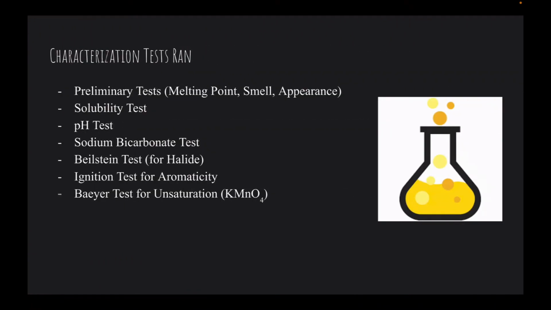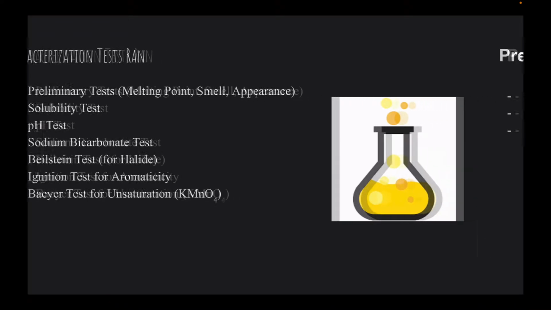Hello, and in this video I'll be getting through the tests that I performed in order to identify my unknown. So the characterization tests that I performed include the preliminary test, the solubility test, the pH test, the sodium bicarbonate test, the Beilstein test for halide, an ignition test for aromaticity, and the Baeyer test for unsaturation with potassium permanganate.